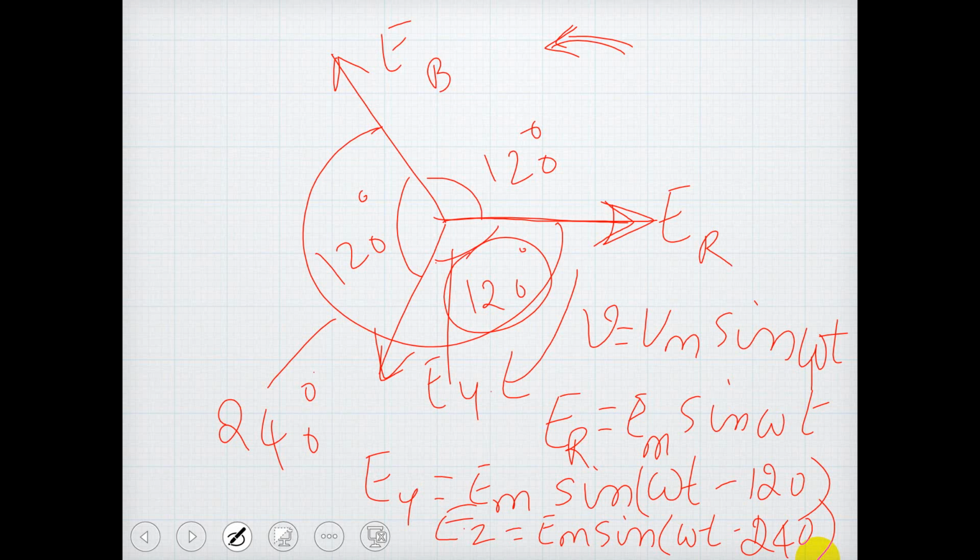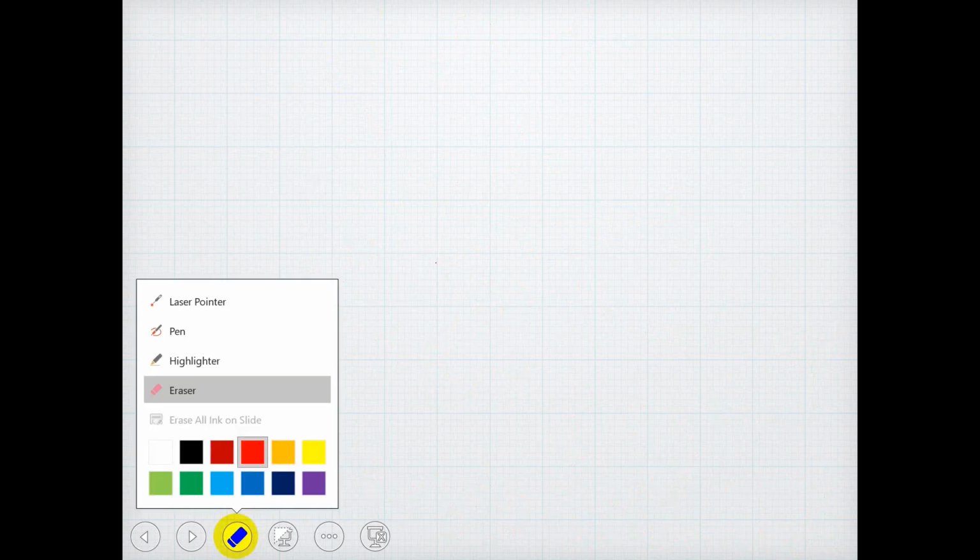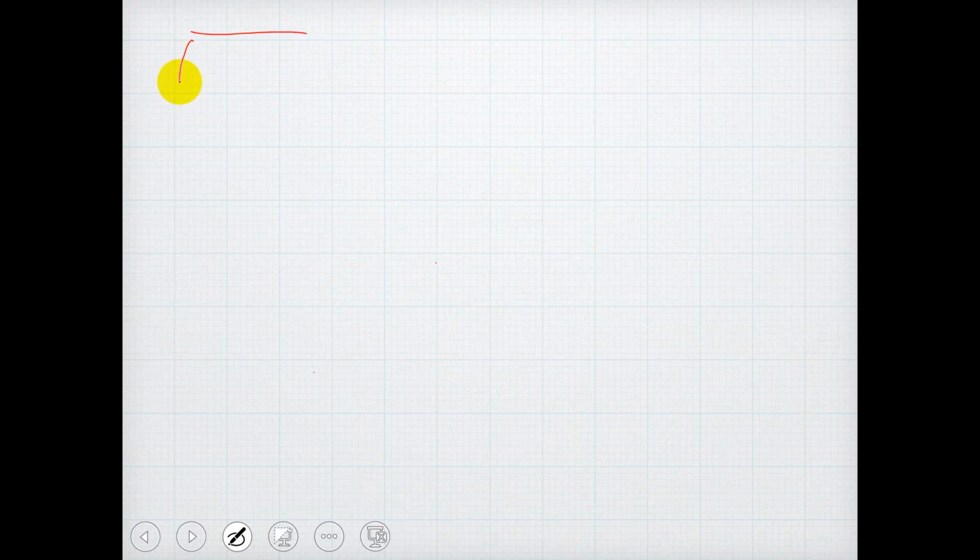Now, how are these EMFs induced? So we know when a conductor is rotated in a magnetic field, it cuts the flux and EMF is induced. So let us take three conductors, for example. Let us assume there is a pole, and let us say this is North Pole and South Pole, and we have a field here.